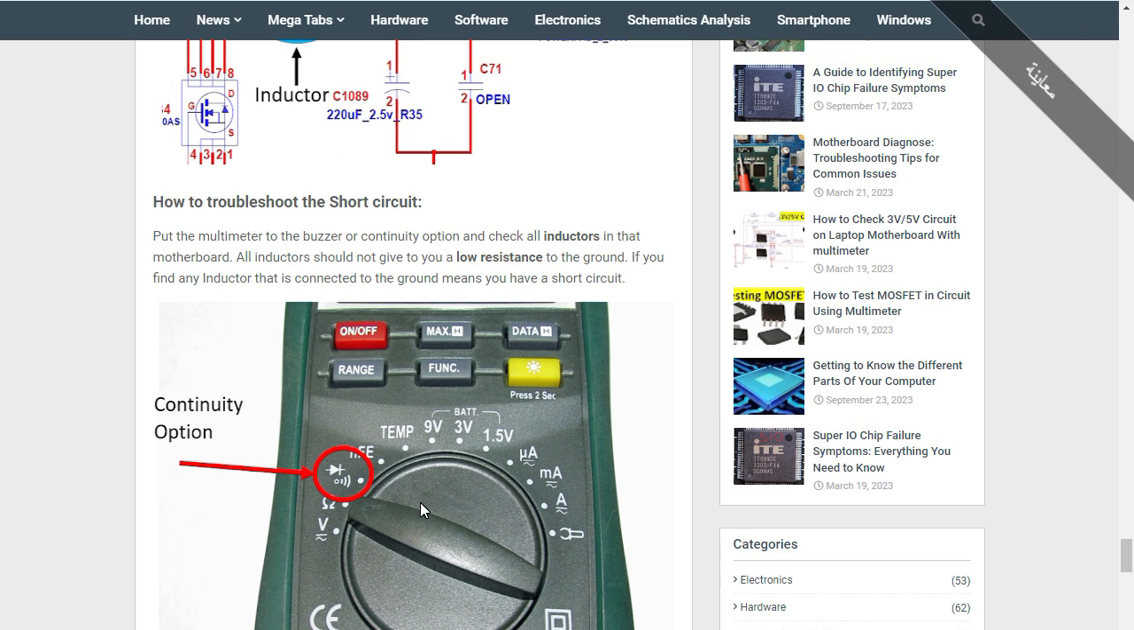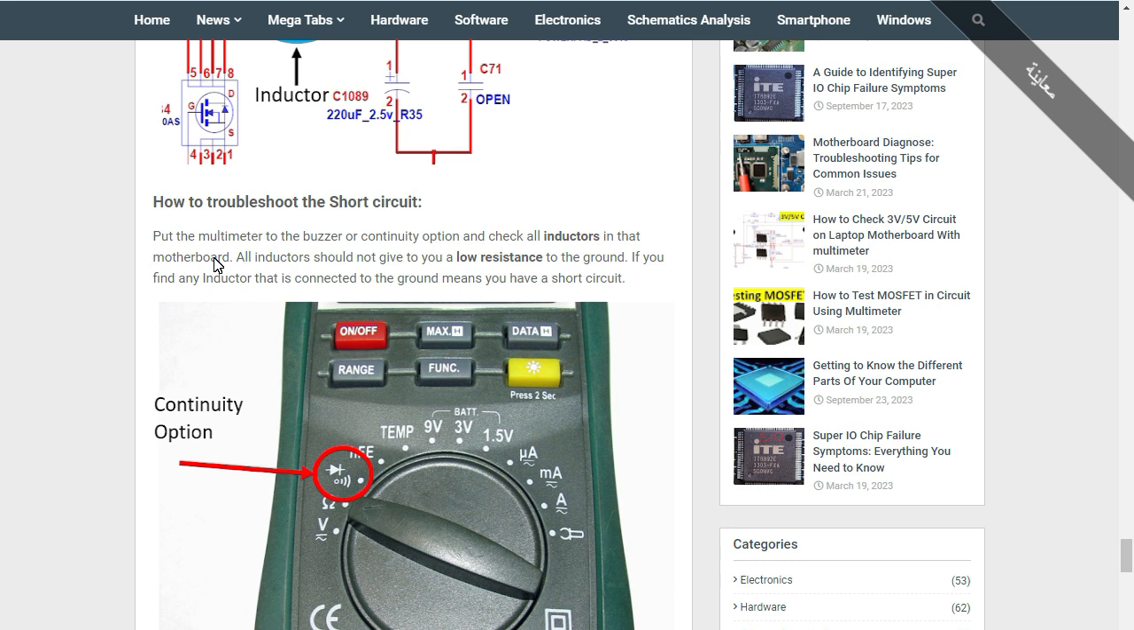So let's see how to troubleshoot the short circuit using the multimeter. Put the multimeter to the buzzer or continuity option. Here we have the continuity option or the diode, which we also call the buzzer option, and check all inductors in that motherboard.